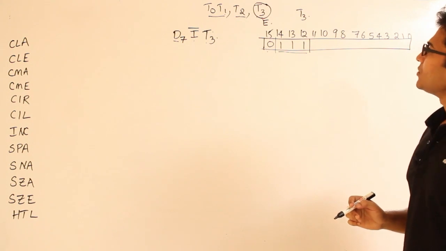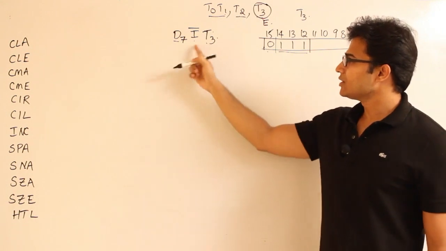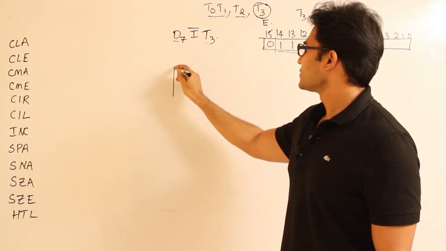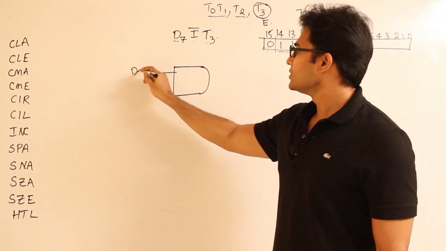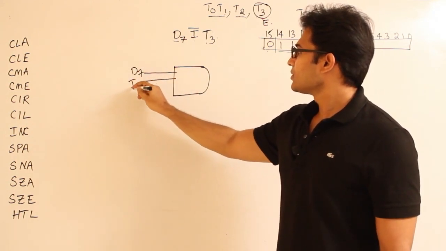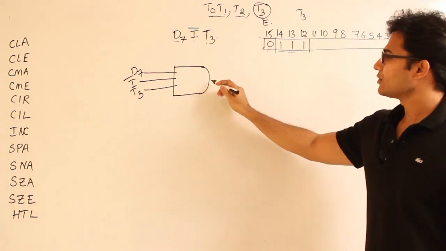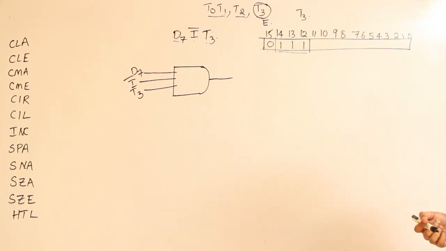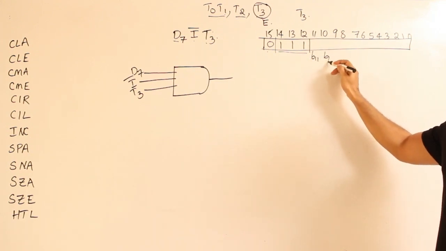And now, when should we execute it? When the timing signal is T3. Therefore these three are going to give us the required circuit. If you give D7, I prime, and T3, this is enough. Now it means that it is a register reference instruction. What type of instruction specifically it is depends on the remaining bits, right? So these 12 bits, let's call this one B11, this one B10, like that.